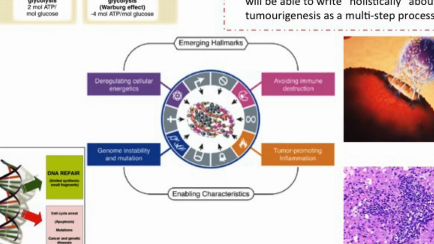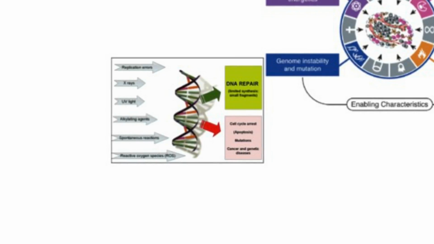Following on from their first review article in 2000, Hanahan and Weinberg published an update review, Hallmarks of Cancer, the Next Generation, in 2011, in which, in addition to summarising updates to the 6 original hallmarks, also outlines 2 enabling characteristics and 2 emerging hallmarks. The first of the 2 enabling characteristics that are common to all cancers is that of genome instability and mutation.